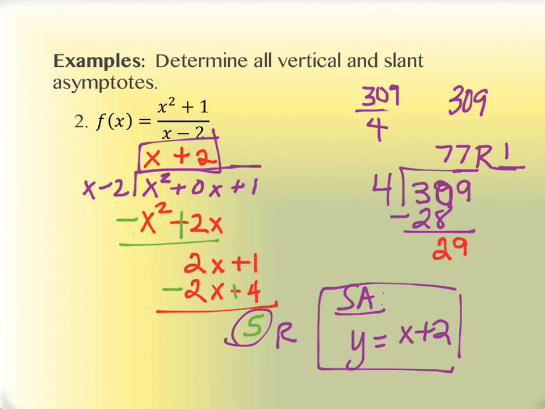This is a really good thing to do, because then you can actually make sure that you didn't make a mistake in your division, right? Because if it's not approaching that slant asymptote on the ends of your graph, then you've got an issue with your division. Yes? It's supposed to be x minus 2.